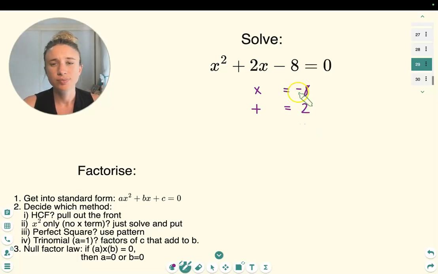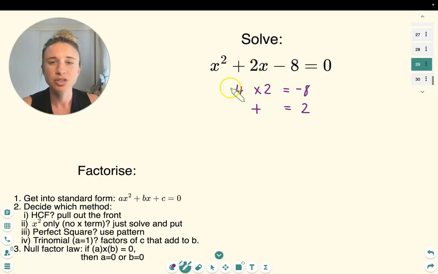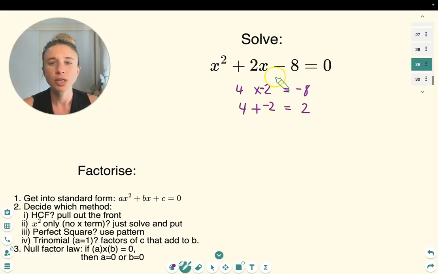Okay, well, 8 times 1 won't get us in the vicinity, but what about 4 times 2? And because it's a negative, we know that one of these numbers must be a negative. So if I tried -4 plus 2, that's going to be -2. What if I try -2 plus 4? Yep, that's going to work. It's going to give us +2. So these are our numbers.